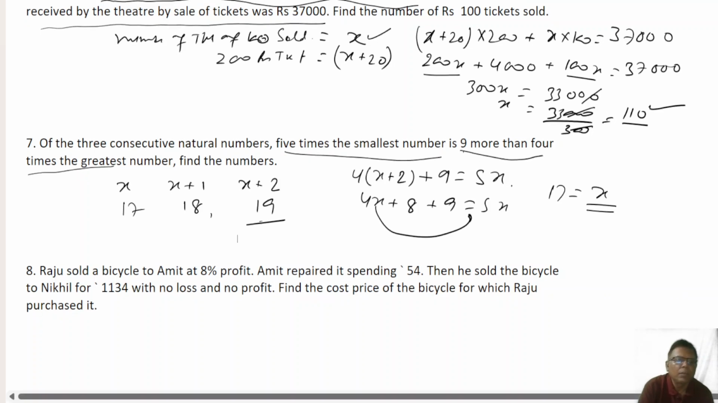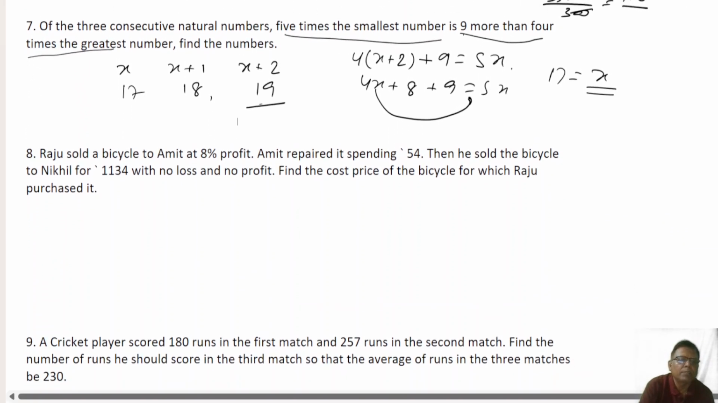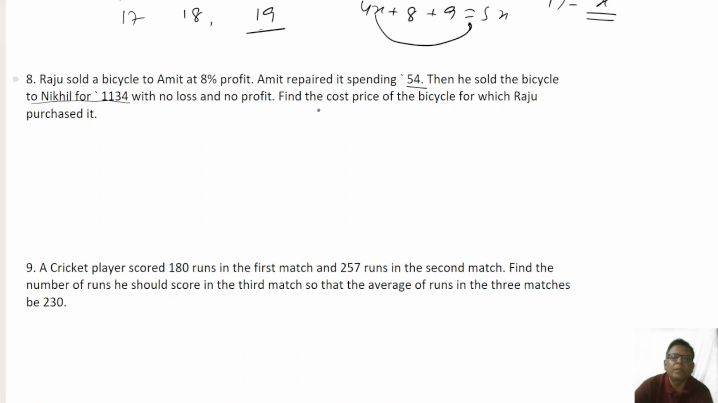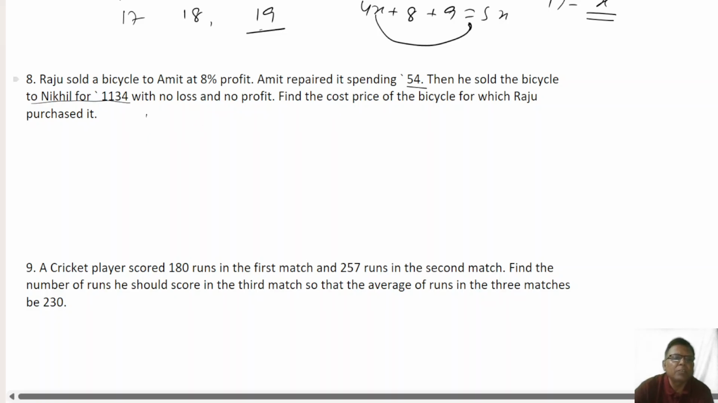Now come to question number 8. Raju sold a bicycle to Amit at 8% profit. Amit repaired it, spending 54, then sold the bicycle to Nikhil for 1134 with no loss and no profit. Find the cost price. So let the cost price be x. Then the profit will be 8% of x. So 8 into x by 100.